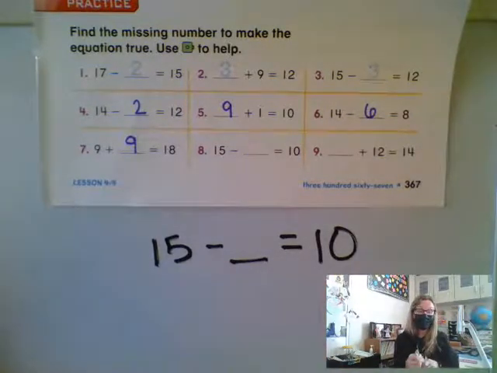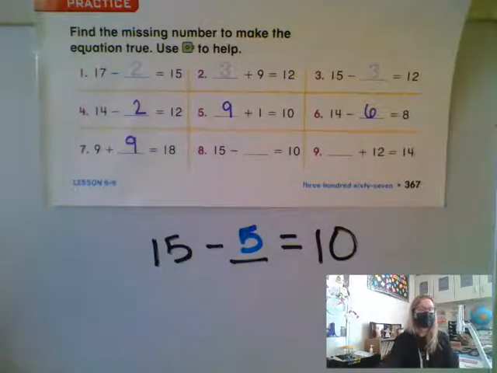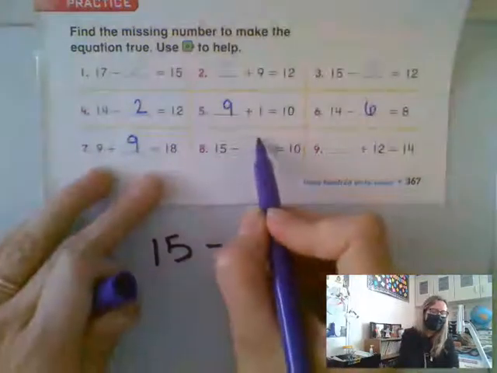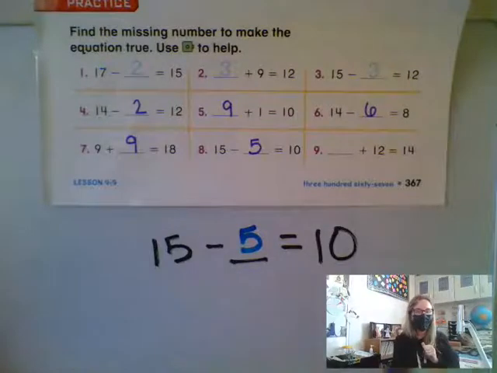5. So our missing number for that one is 5. We didn't even have to draw a picture because Emily's smart brain knows that 15 is a 10 and 5 ones. So if I take away the 5 ones, it'll leave me with my 10.